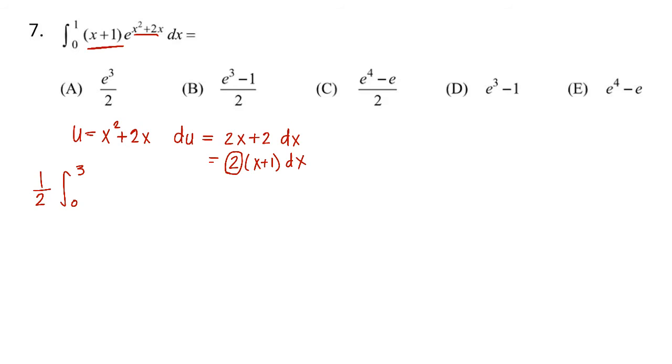And let's see, then we're going to have e to the u du. And so we can go ahead and integrate that. So that's going to be 1/2 e to the 3rd minus 1/2 e to the 0. And that looks like that's going to give me, let's see, it looks like they factored out the 1/2 here. So we're going to get answer choice B.